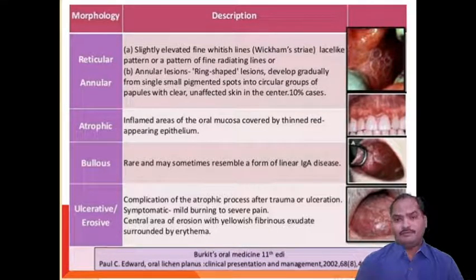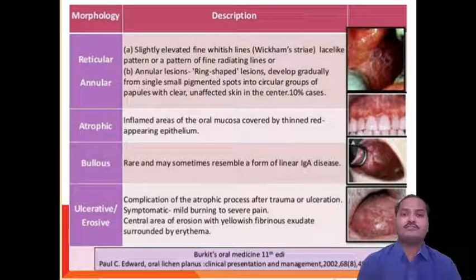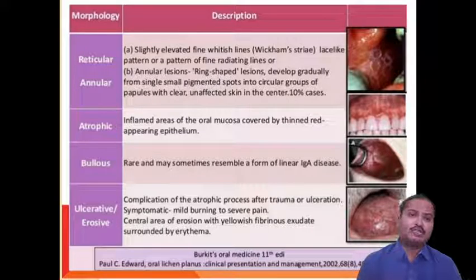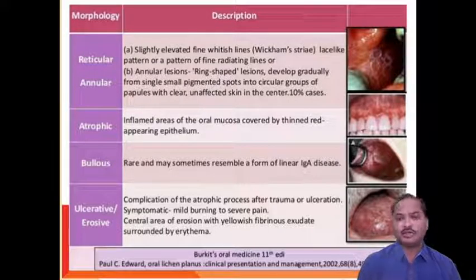If we see it in a tabular form with the description of the disease, as we have seen, the reticular form will be slightly elevated white fine lines which are lace-like in pattern, or radiating lines may be seen. These are called Wickham striae. Then annular lesions are also seen amongst the reticular type, where ring-shaped lesions are formed, which gradually become pigmented spots, and the unaffected skin in the center is also seen sometimes.